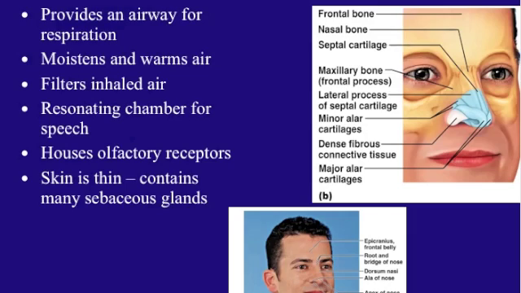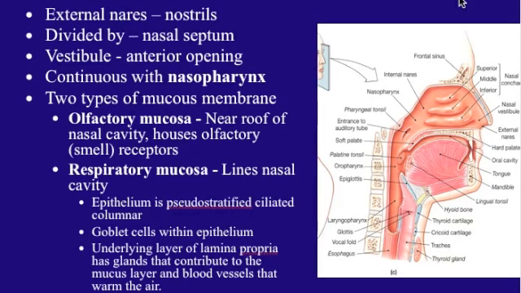The skin around the nose is very thin, as you can see in this picture of the nose: the thin layer of skin, the nasal bone, the septal cartilage. So the nasal cavities have many different things. This is a picture right here of the nasal cavities.